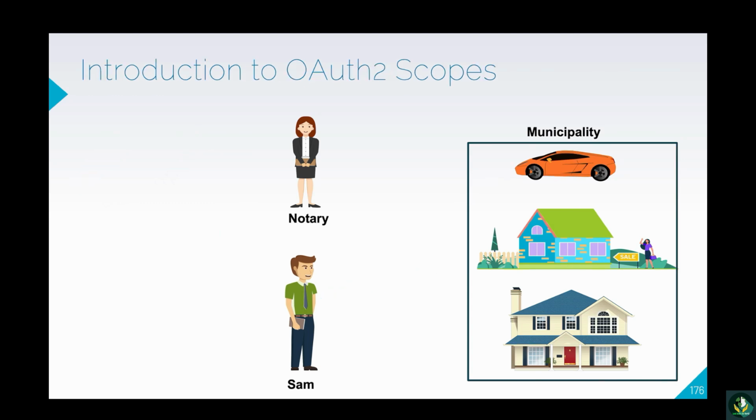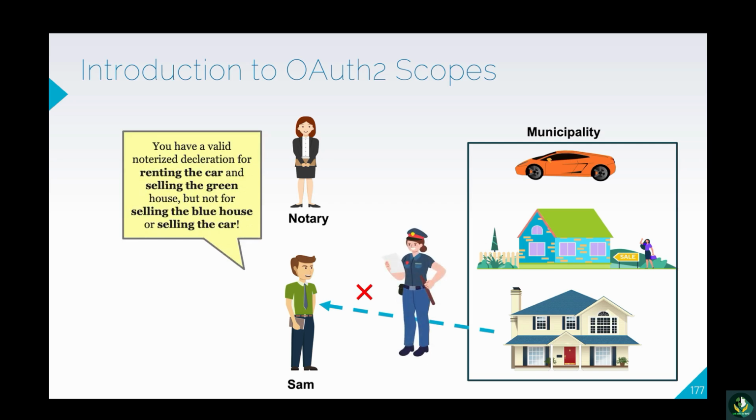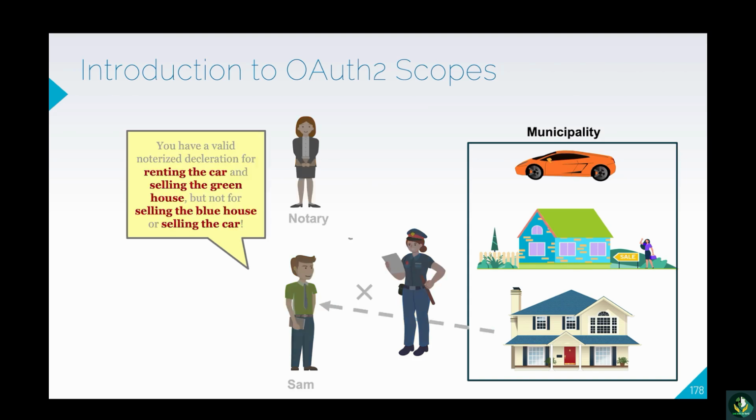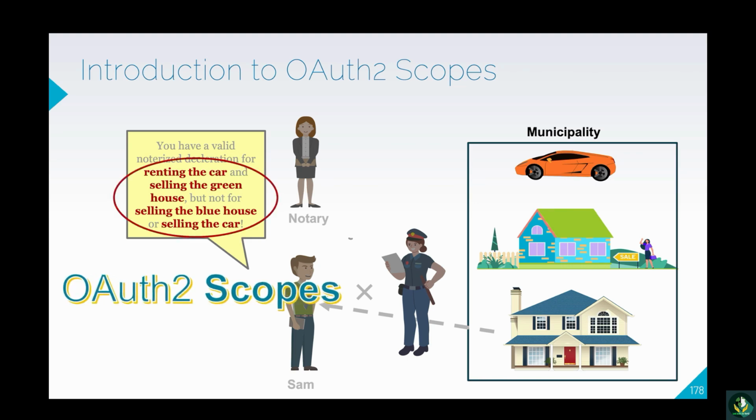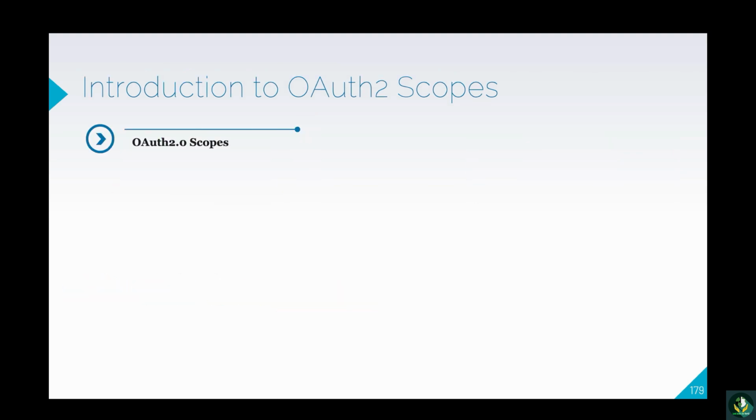But then Sam decides now he wants to sell the blue house as well. So he goes back to the authorities with his notarized declaration and says, I want to sell Alex's blue house now. But this time, the authorities stop him, saying, you have a valid notarized declaration for renting the car and selling the greenhouse, but not for selling the blue house or selling the car. Renting the car, selling the greenhouse, selling the blue house, and selling the car, these are exactly the OAuth 2 scopes. So what are OAuth 2 scopes?